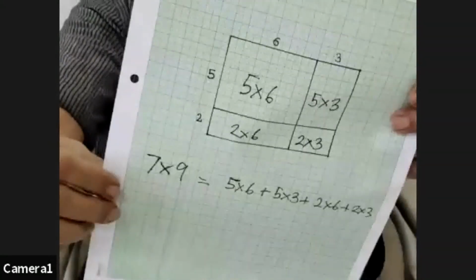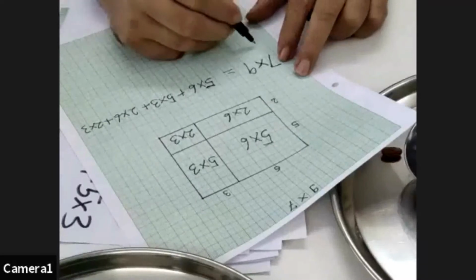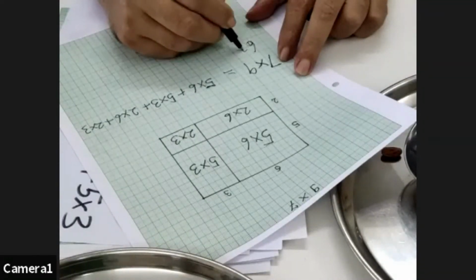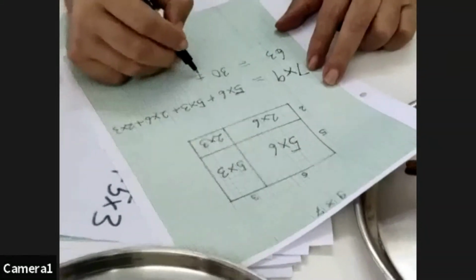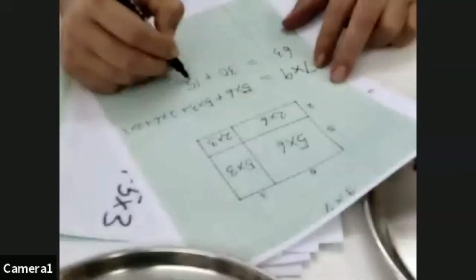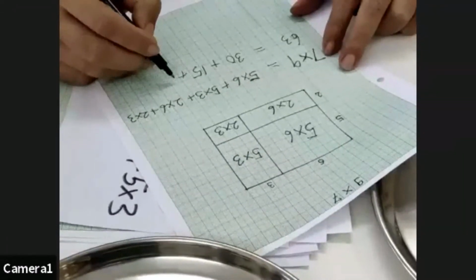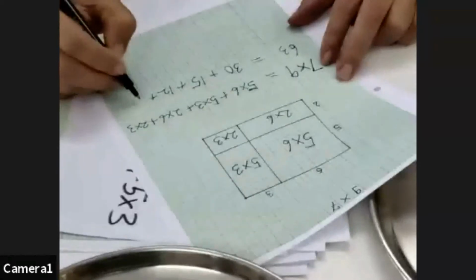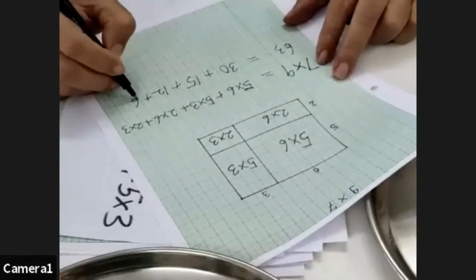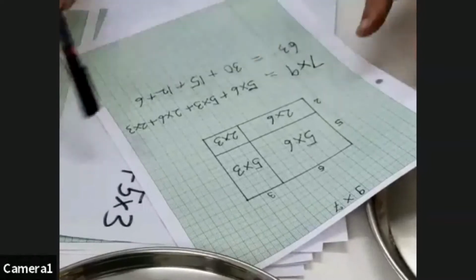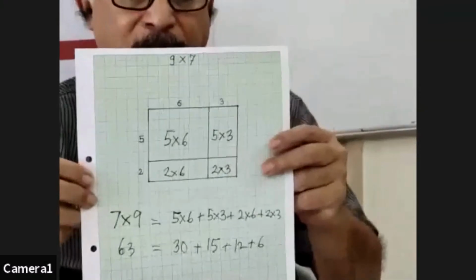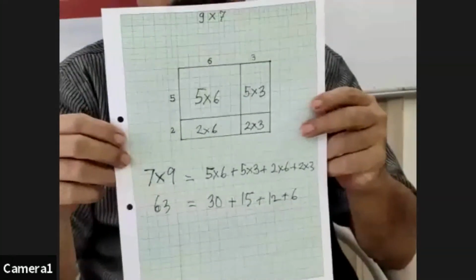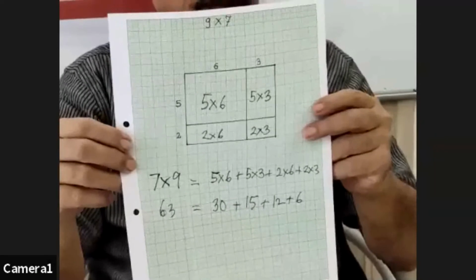And now let me write the numbers. Let me do the multiplication. So 7 into 9, as you know, is equal to 63. And 5 into 6 is 30. 5 into 3 is 15. 2 into 6 is 12. 2 into 3 is 6. So here we have 63 is equal to 30 plus 15 plus 12 plus 6.